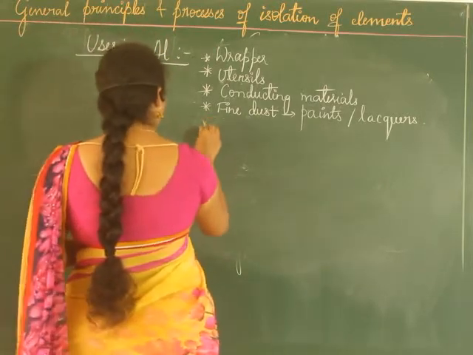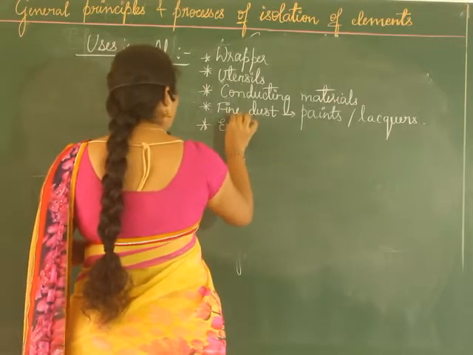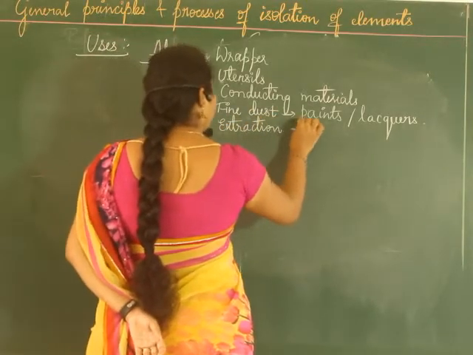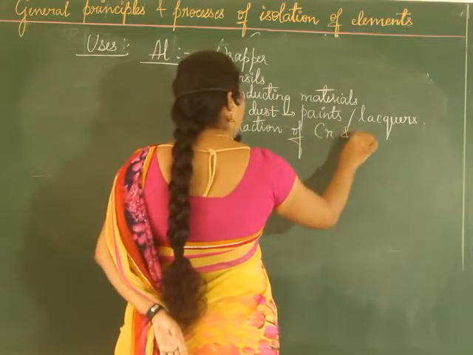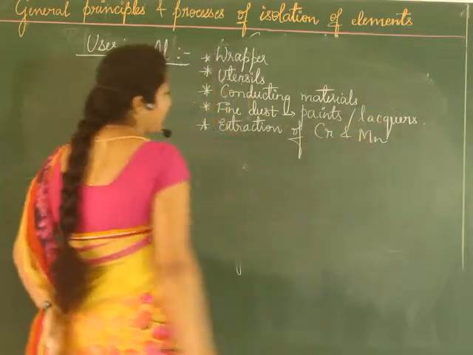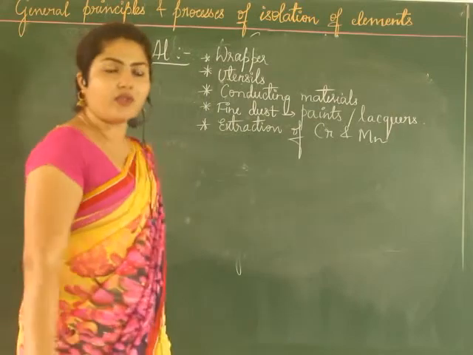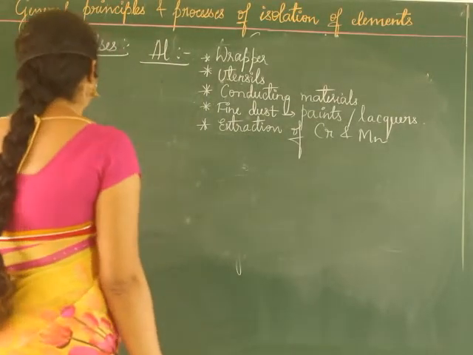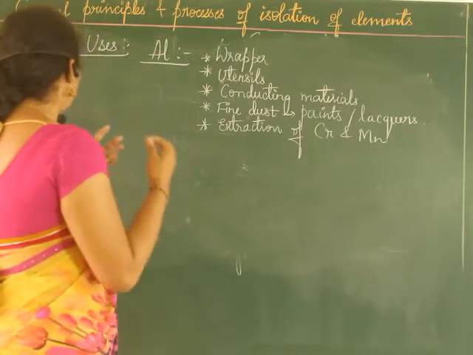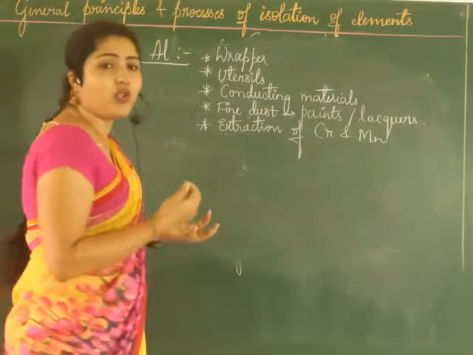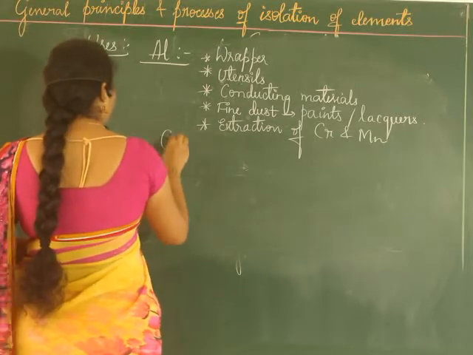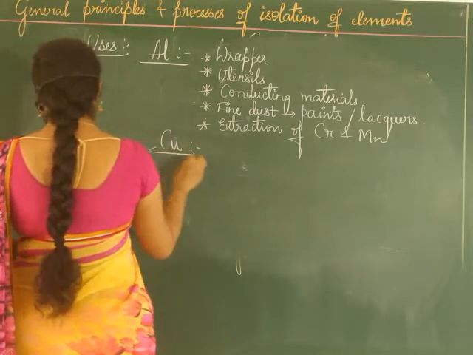It is also used in the extraction of chromium and manganese from their oxides. Aluminium also is used in the extraction of chromium and manganese from their oxides. So these are a few very important uses of aluminium. Now let us move to the uses of copper.